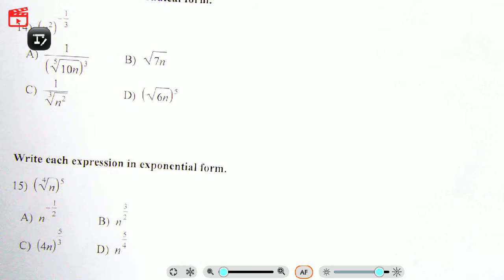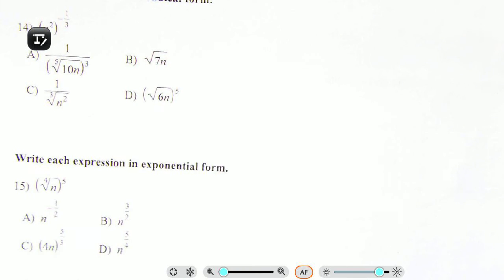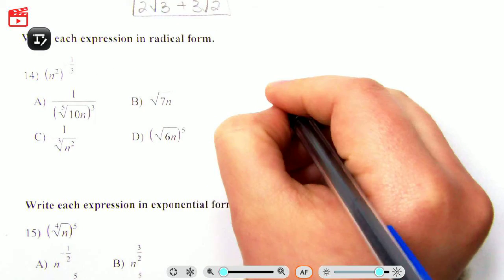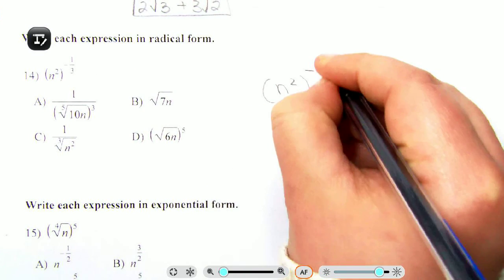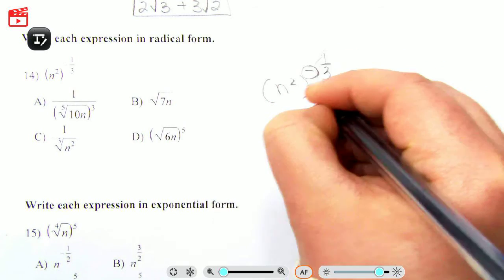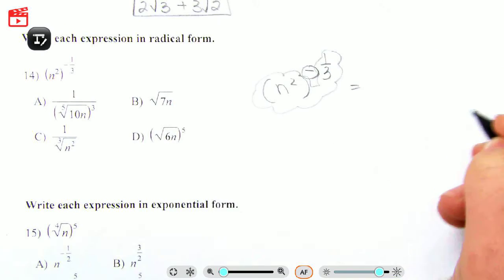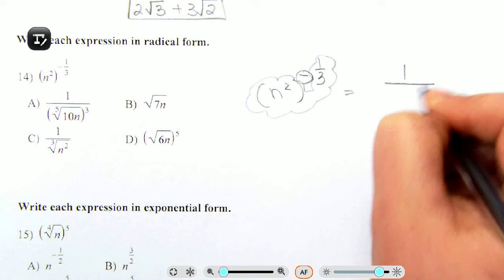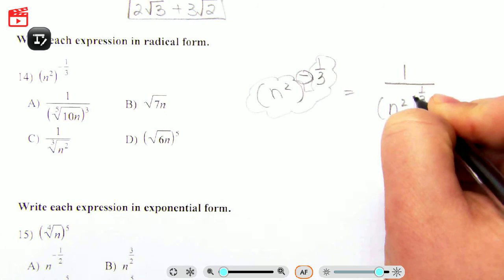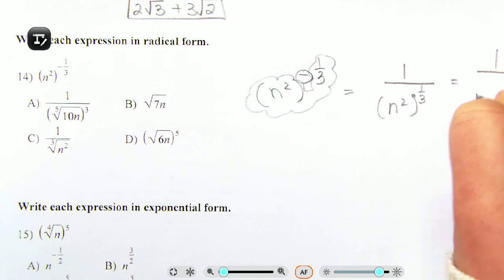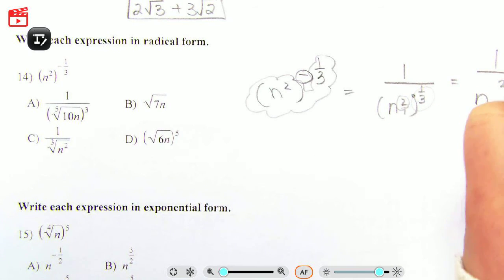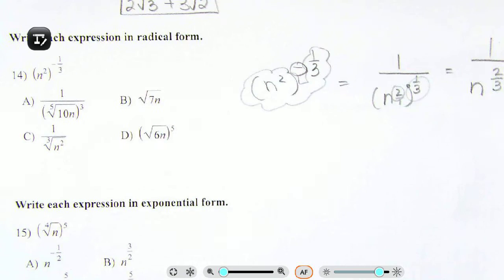All right, number 14. Number 14, rewrite each expression in radical form. So this one here, we have n squared to the negative 1/3 power. This negative just tells you that every single thing here in this bubble belongs in the denominator. So I have 1 over n squared to the 1/3 power. We have a power raised to a power. So we have 1 over n, and we're going to multiply these together. This is 2 over 1. So I have 2/3 here.